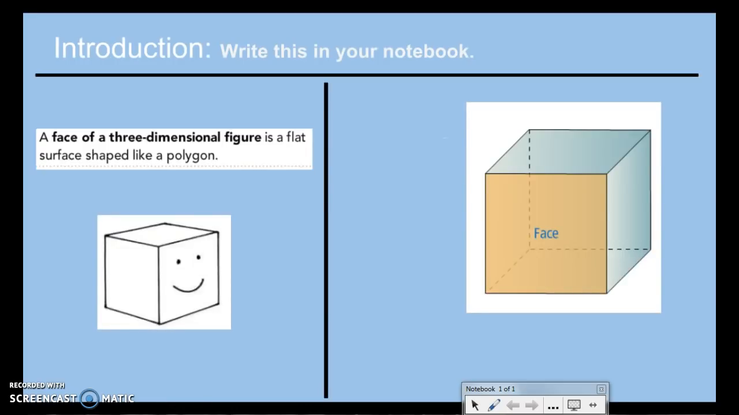Okay, so a face of a three-dimensional figure is a flat surface that is shaped like a polygon. And we talked about a polygon being any closed figure with three or more sides and angles. So as you can see, we have a face right here, and there's going to be a face right here too. Basically, a three-dimensional figure sometimes will have one face, but other times, when you have a cube, you're going to have several faces.